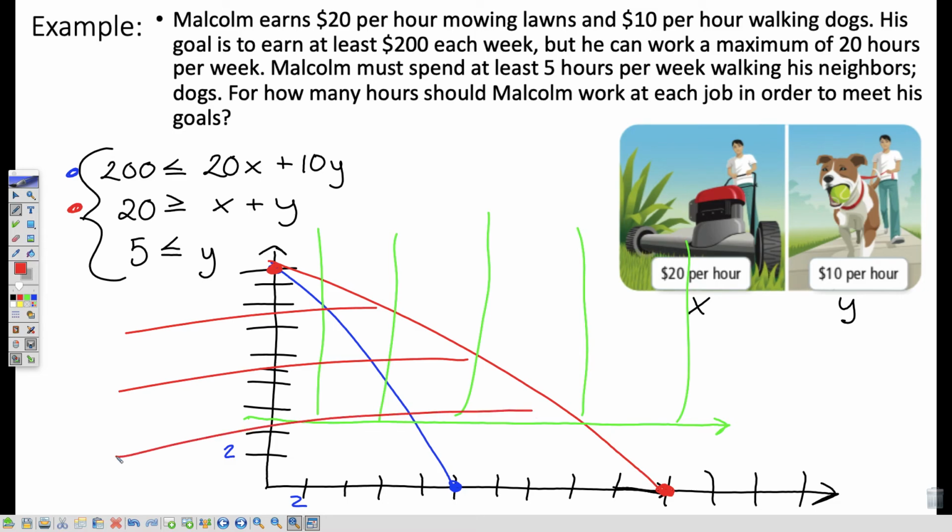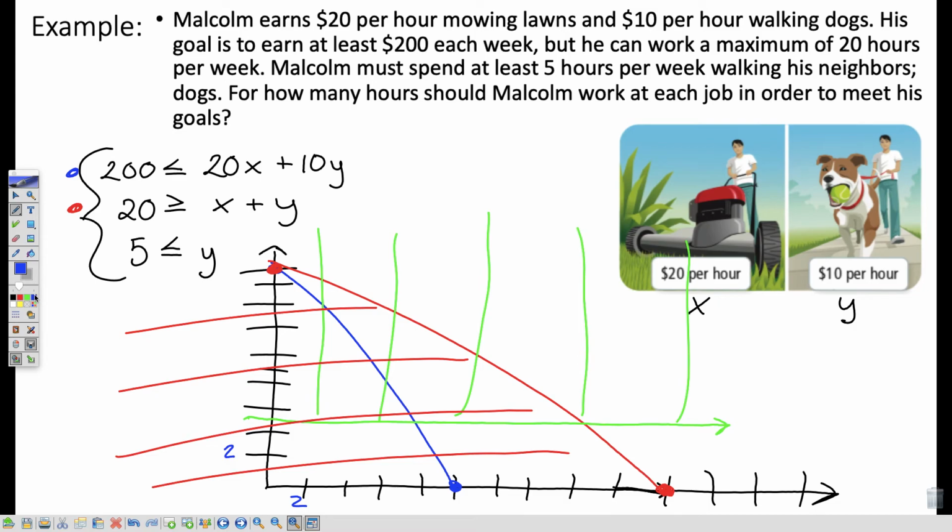Everything over here is true for the red, correct? Yeah. Okay, now the blue. So we can check 0, 0 again. So 0, so that'd be 0. Is 0 greater than 200? No. So it's not this way. So it better be this way, right?